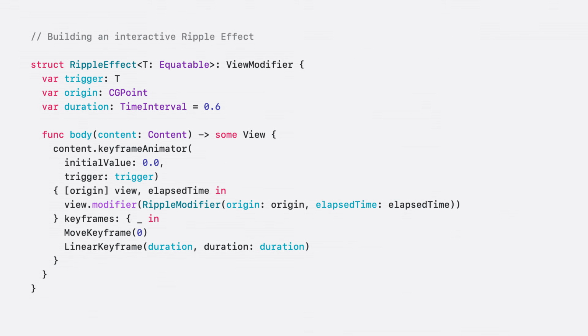I wrote a second view modifier called Ripple Effect. The keyframe animator view modifier makes it easy to run animations based on external changes, like gestures. I animate the elapsed time from 0 to its final duration value whenever the trigger value updates. This way, at every step of the animation, Ripple modifier will be passed the current time and the origin point at which I touched the view.